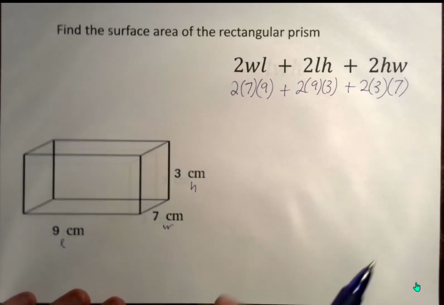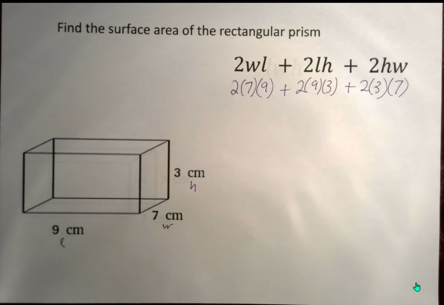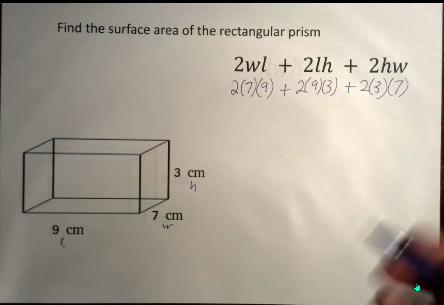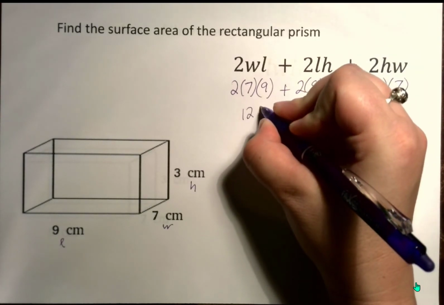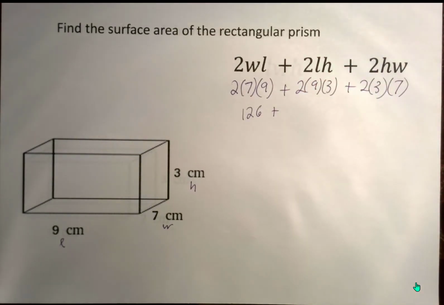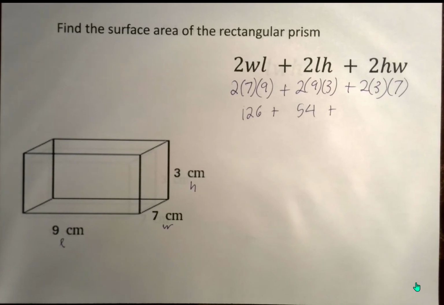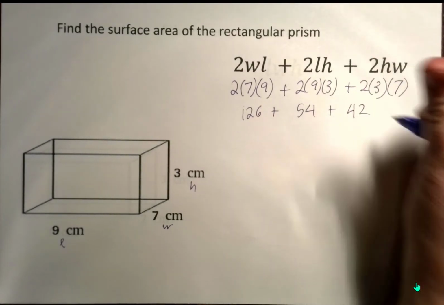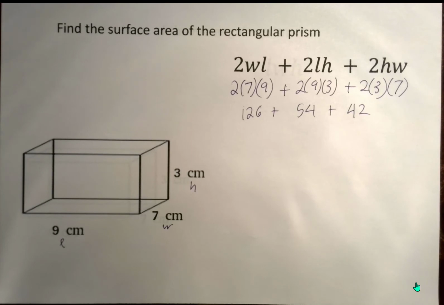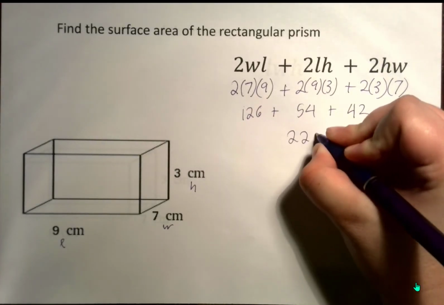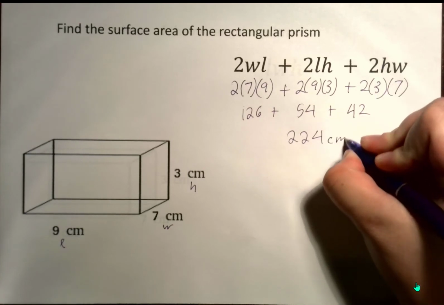All right, 2 times 7, which is 14. And 14 times 9 is 126. Plus 2 times 9 times 3, which is 54. Plus 2 times 3, which is 6. 6 times 7 is 42. So we're going to add those together. 126 plus 54 plus 42, which gives me 224 centimeters squared.